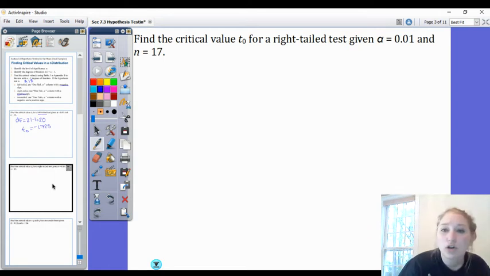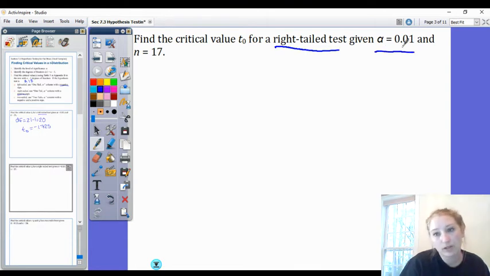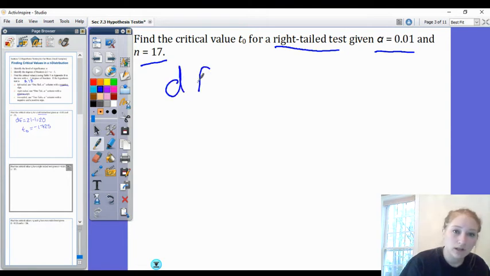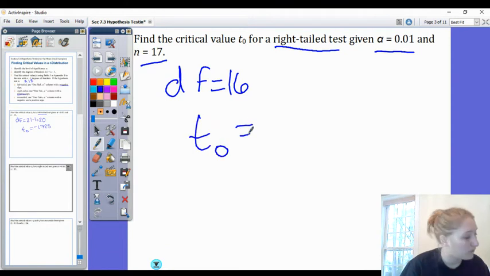All right, so here we have a right-tailed test. So same thing like I did before, except this time it's going to have a positive. So my degrees of freedom in this case is 16, 17 subtract 1. Then I'm going to turn to page A18 again, and I'm going to go over to 0.01 on the one-tailed test and then down to 16, and I'm going to see the number 2.583.